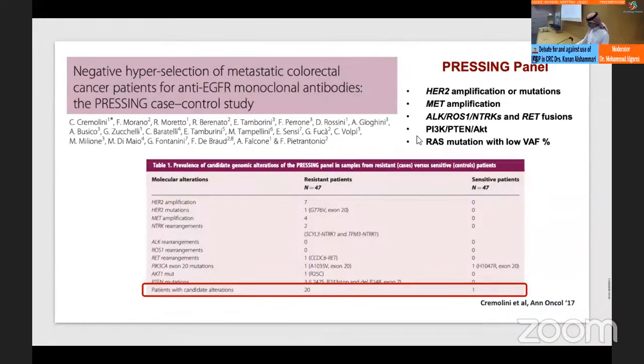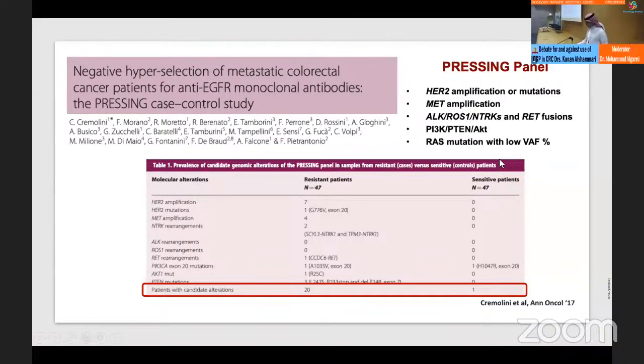Now, a very interesting study was done by Chiara Cremolini, who is a physician scientist in Italy who specializes in colorectal cancers. She basically created a limited gene NGS panel, and she chose genes that are associated with resistance to anti-EGFR monoclonal antibodies. She took patients who were given anti-EGFR monoclonal antibodies. Now remember, this is 2017, so this is before the sidedness data.